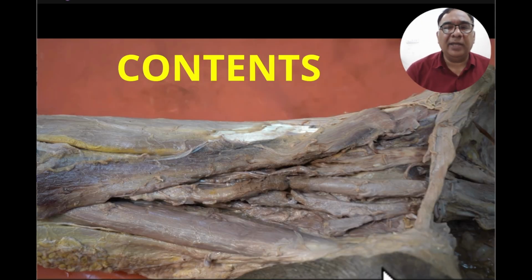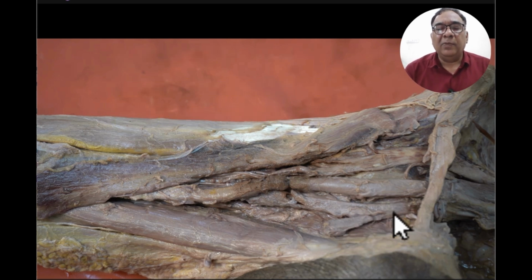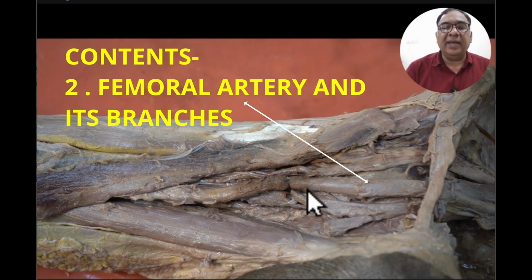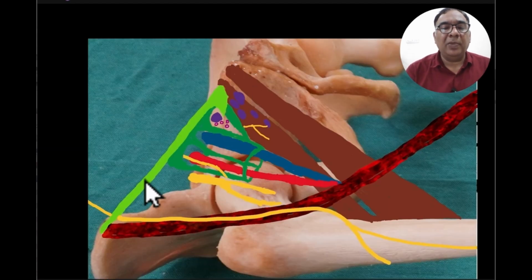Now the contents of the femoral triangle. Most medially the femoral vein and its tributaries. Here you can see in the upper part of the femoral triangle, the femoral vein lies medial to the femoral artery, and at the apex of the femoral triangle, the femoral vein lies posterior to the femoral artery. Next content is the femoral artery and its branches, then the femoral nerve and its branches. This is a diagram of the femoral triangle. Here this is the adductor longus muscle, this is the sartorius muscle and this is the inguinal ligament forming the femoral triangle. Here you can see this is the femoral vein and this is the femoral artery.